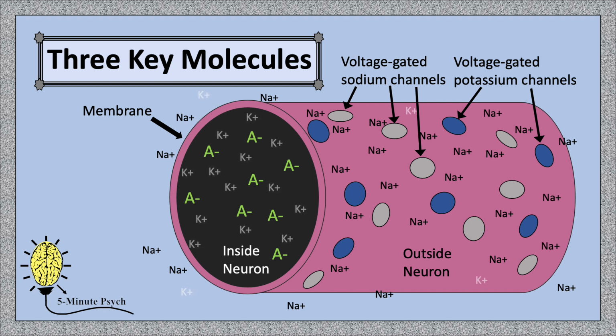Potassium has doors that are relatively easy to open, and so potassium can flow in and out of the neuron freely. However, because it's mostly concentrated inside the neuron, the concentration gradient wants to push it outside. But at the same time, because it has a positive charge, it's attracted to the negative charge on the inside. As such, potassium pretty much stays inside the neuron.